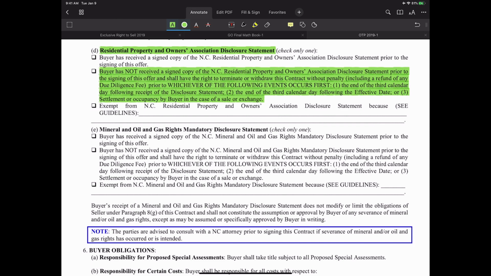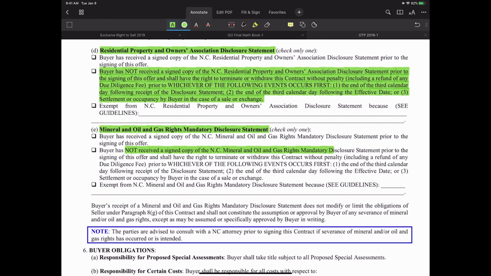Right? And very similar to that, we have our MOG, or our mineral oil and gas rights disclosure statement, which is very similar, except the seller is saying whether they have sold off or given off the mineral oil or gas rights, or if they intend to. And again, if that buyer does not receive a copy before they make an offer, then they have that 3-day period to get out. Again, a buyer should receive this before they make an offer. This 3 days is only if they don't have it. So we really do want that buyer to go ahead and be able to check the first boxes.